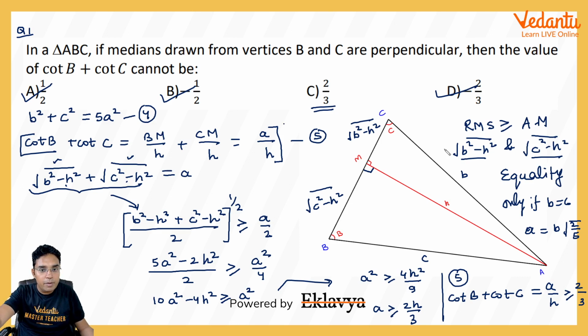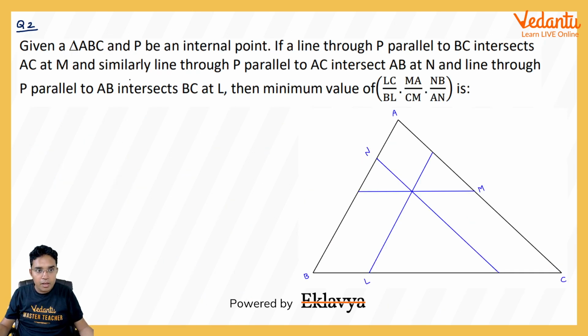Okay. Now coming to next question. Here we are given a triangle ABC and a point P here. Let me put it here. An internal point. A line passing through P parallel to BC intersects AC at M, and similarly a line through P parallel to AC intersects AB at N, and a line through P parallel to AB intersects BC at L.